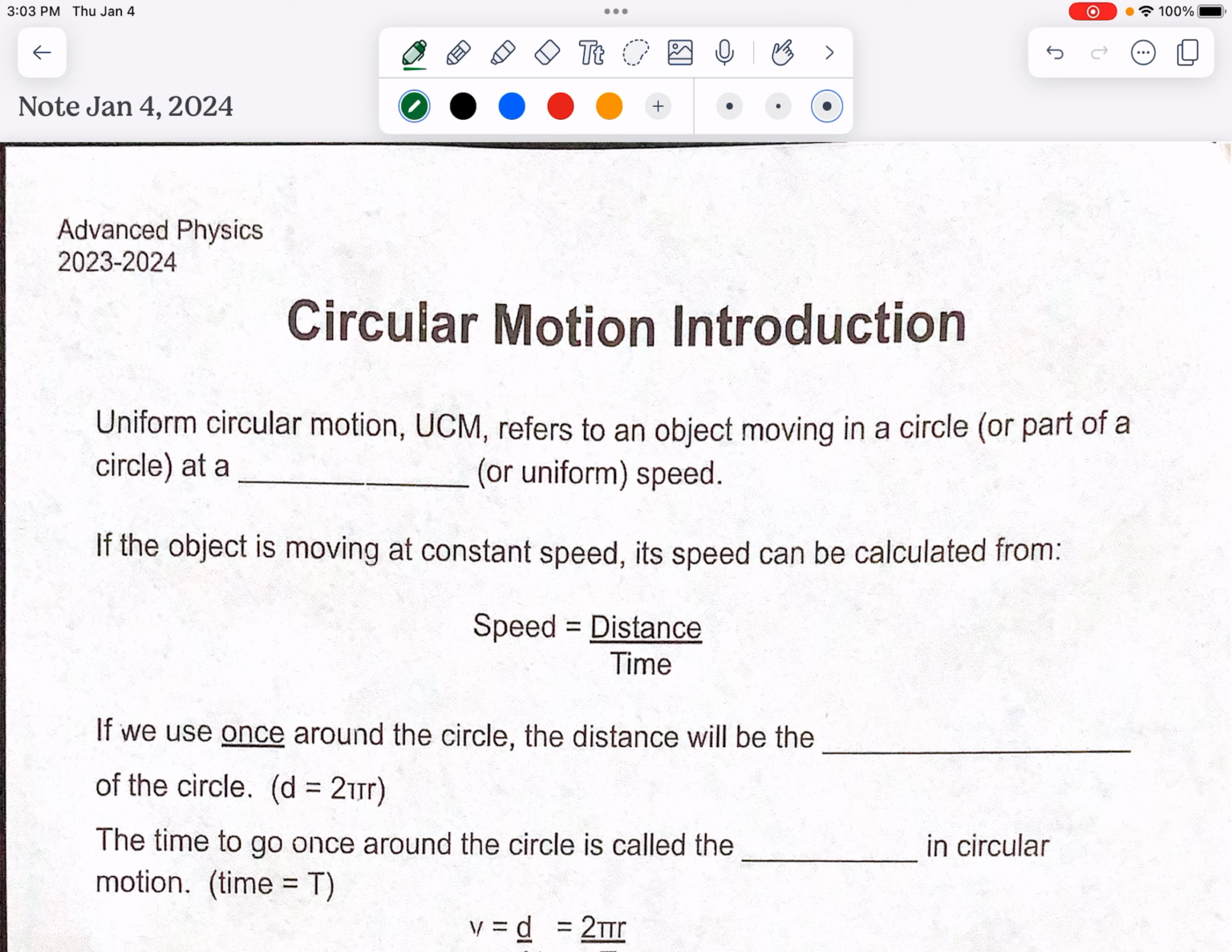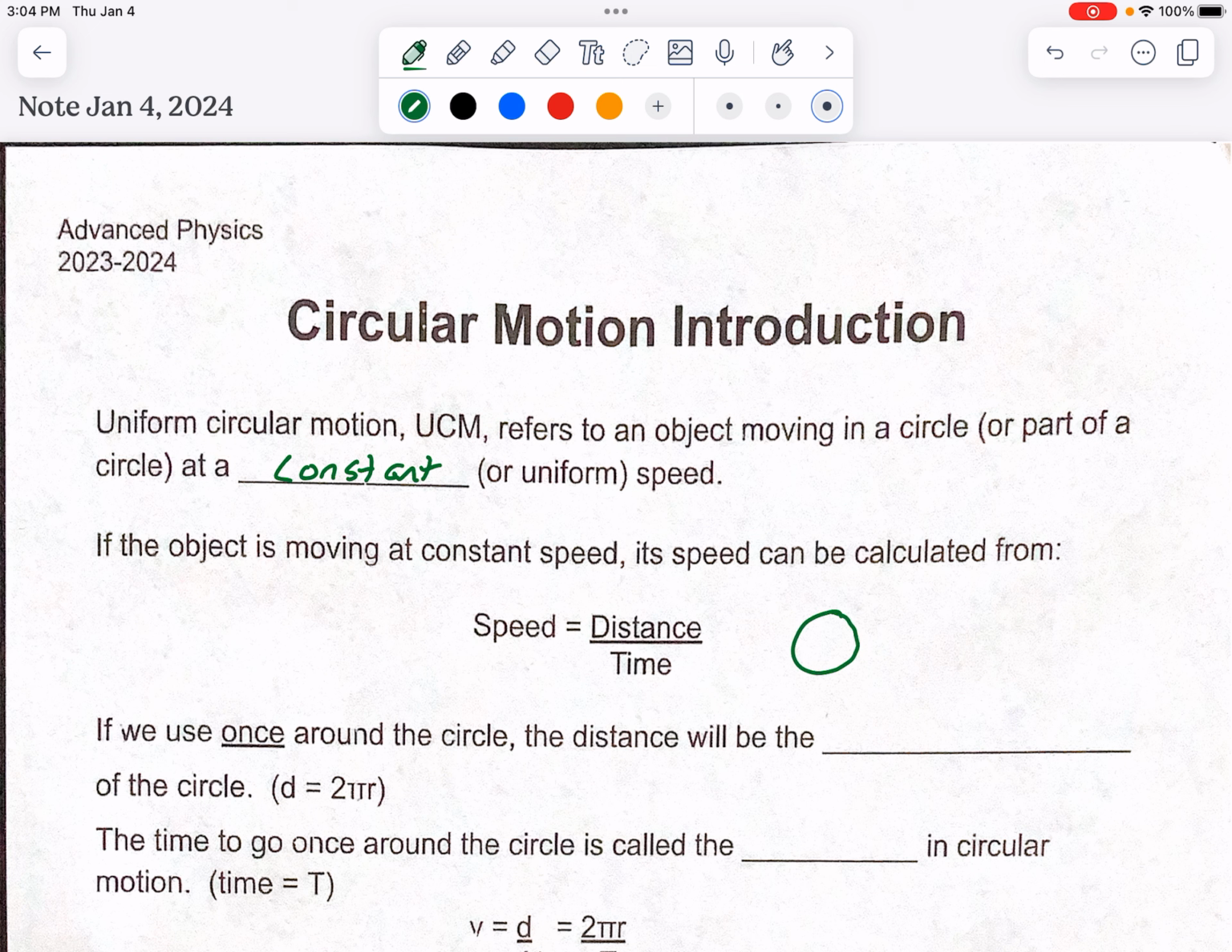So circular motion, so we're going to talk about uniform circular motion, or UCM, refers to an object moving in a circle or part of a circle at a constant speed. That is what that uniform means. It basically means you're not changing. So if the object is moving at a constant speed, its speed can be calculated by distance over time. So this equation, speed equals distance over time, was one of the first ones we talked about. But now we're talking about a circle.